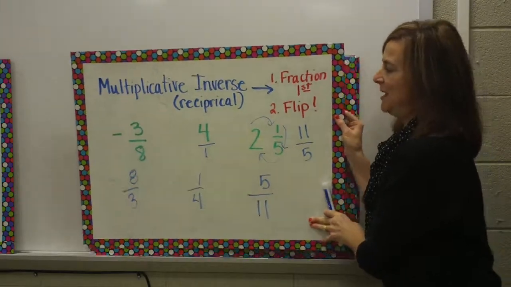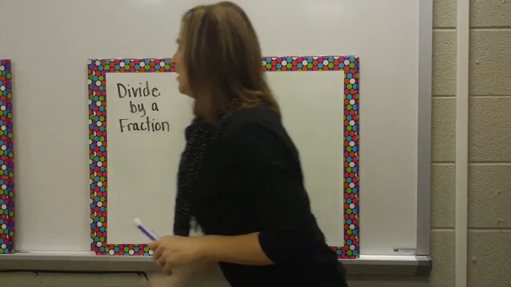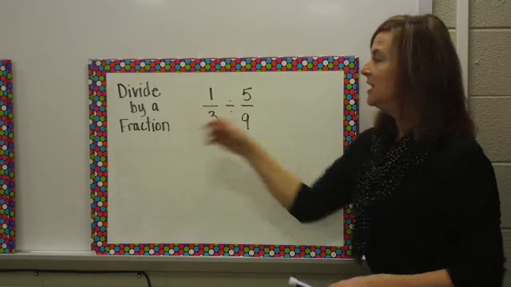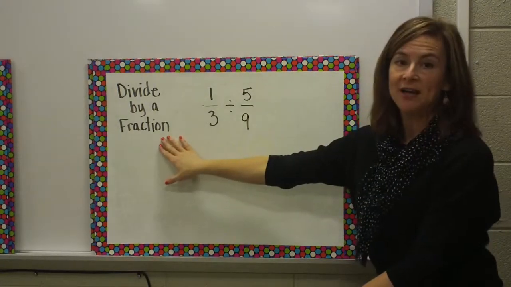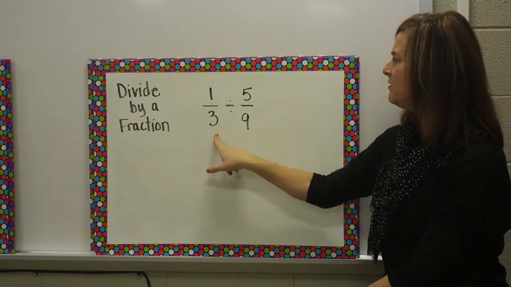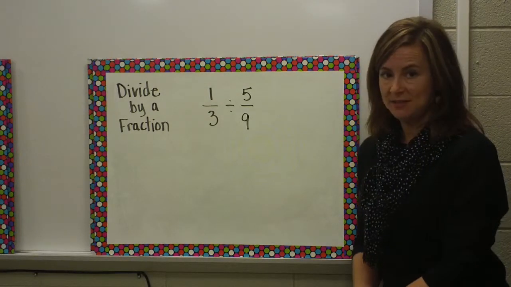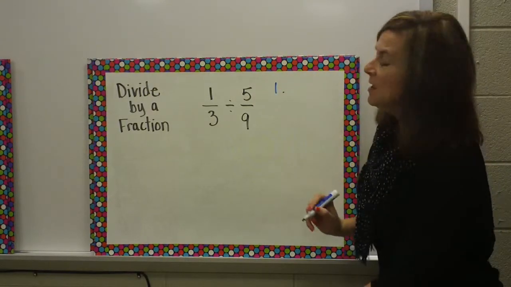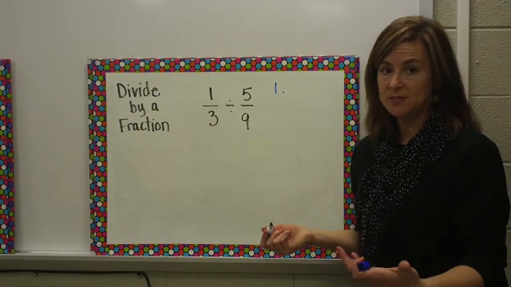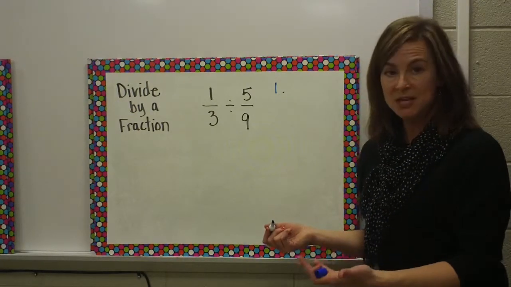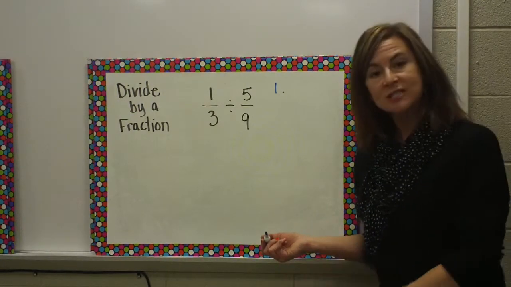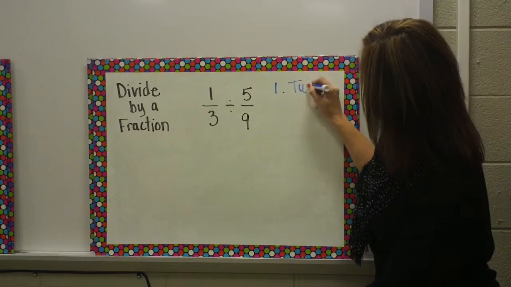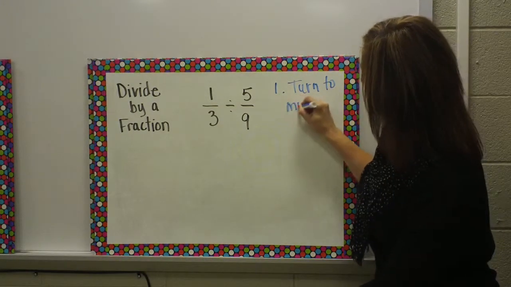All right, now let's see how that applies to dividing. The first example we're going to go over is when you are dividing by a fraction. So please make sure in your notes you write divide by a fraction and copy this problem down. Here we have 1/3 divided by 5/9. The first step is turn this into a multiplication problem. We spent a lot of time learning the multiplication rules, and so once we turn it into a multiplication problem, we can just apply those rules, just like we do with addition and subtraction. So step 1, turn to multiplication.